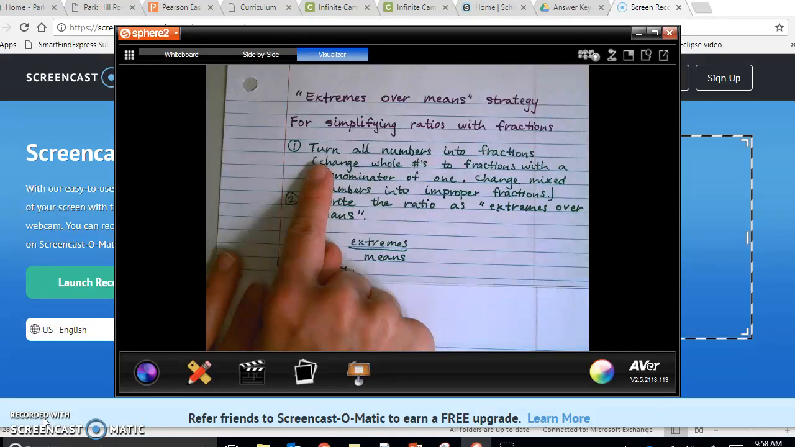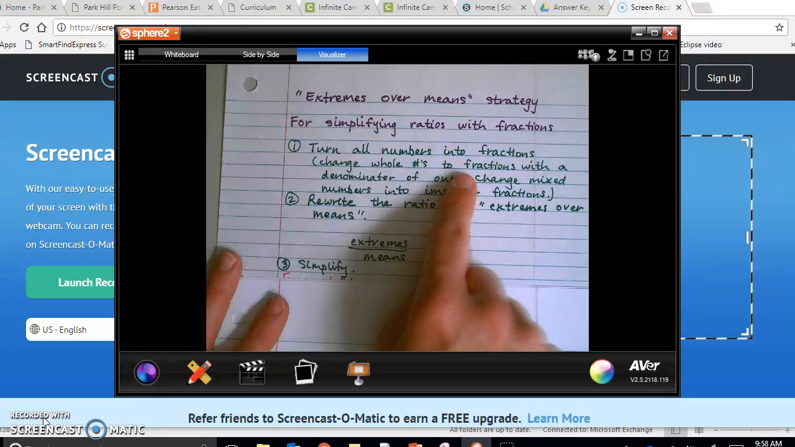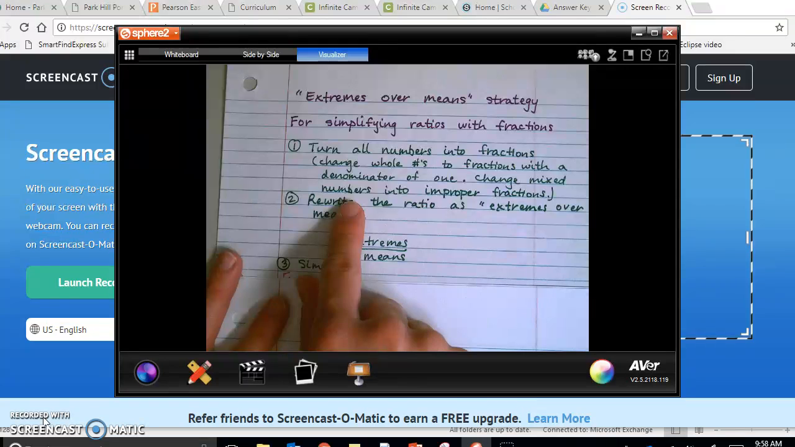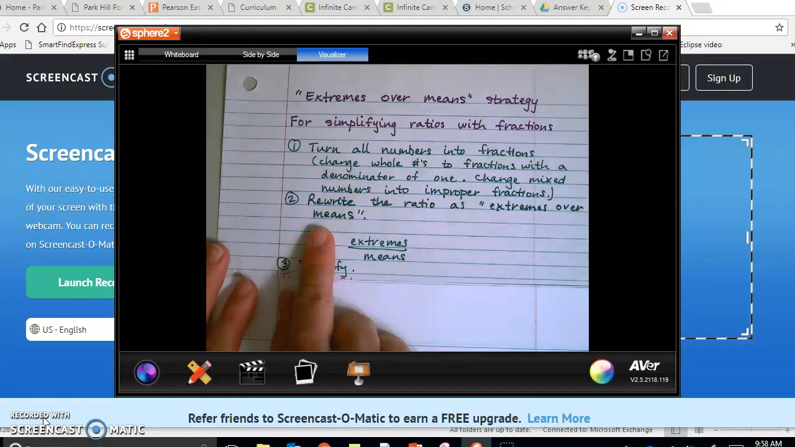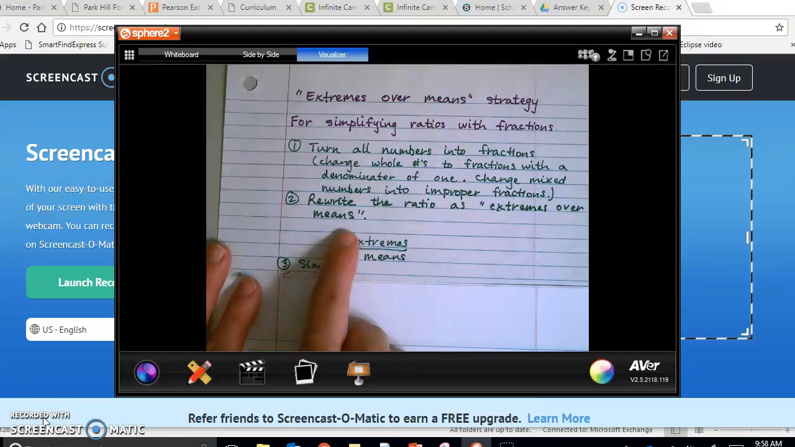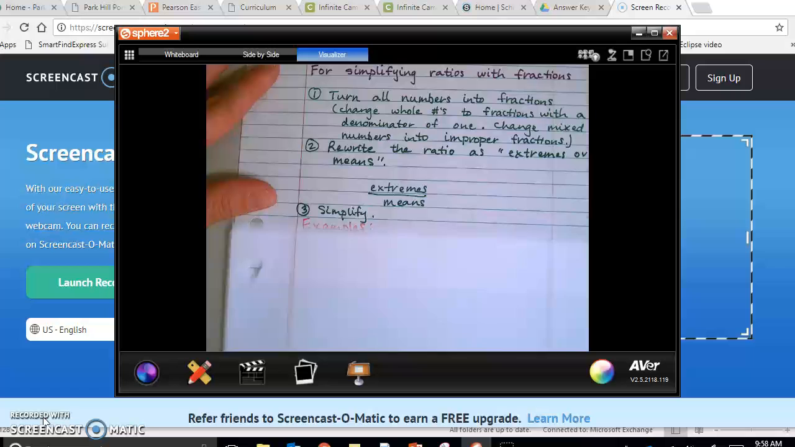First, we need to turn all numbers into fractions. So we're going to change whole numbers to fractions by making them have a denominator of 1, and we'll change any mixed numbers into improper fractions. That's the first step. Then we simply rewrite the ratio as extremes over means. So in our new ratio, we'll have one number on the top and one number in the bottom, and I'll show you how to do that. After we have put extremes over the means, then we just simplify or reduce our fraction to lowest terms. So let me show you what that looks like.